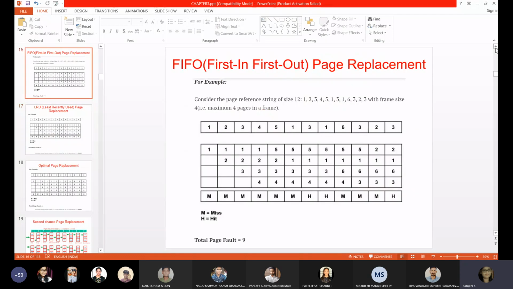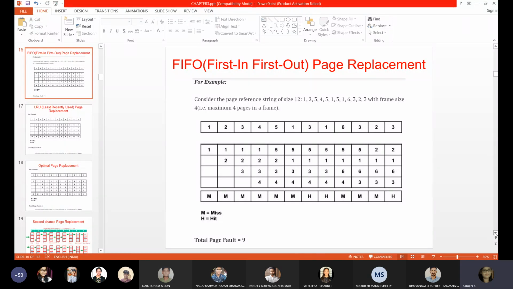FIFO. Here also the same thing may happen, because here we are seeing only the page which came very early. That page will be removed. The page which came first will be removed. Suppose here we are removing a page, but we want to keep page three. We removed page one, but in the future string page one is needed again. So this will unnecessarily increase the number of page faults.